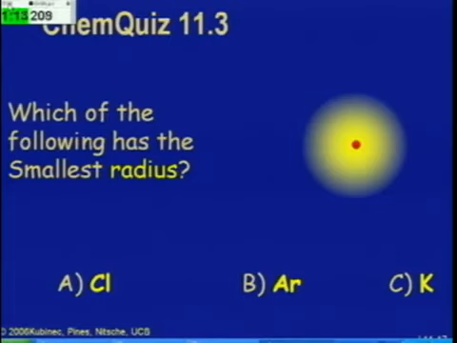From left to right, smaller. From top to bottom, larger. But when you go on below, it gets smaller again, but not as small as the period above, because you're now adding higher level orbitals.